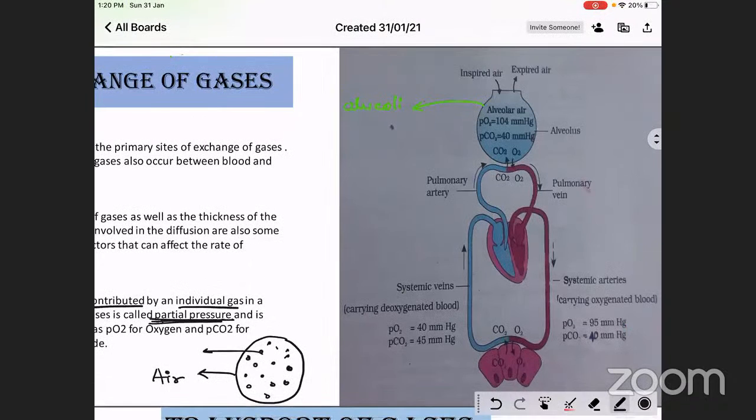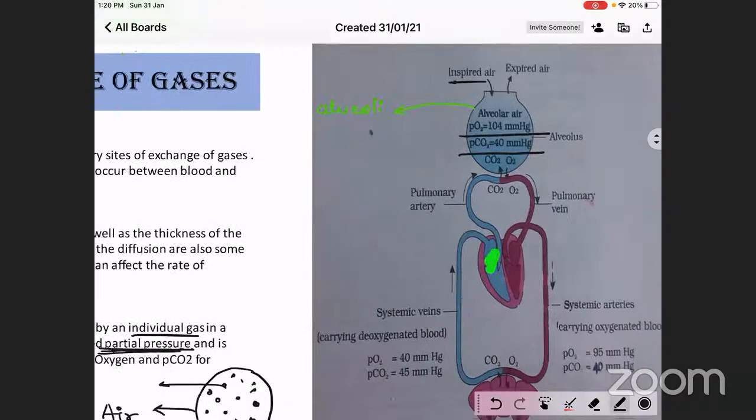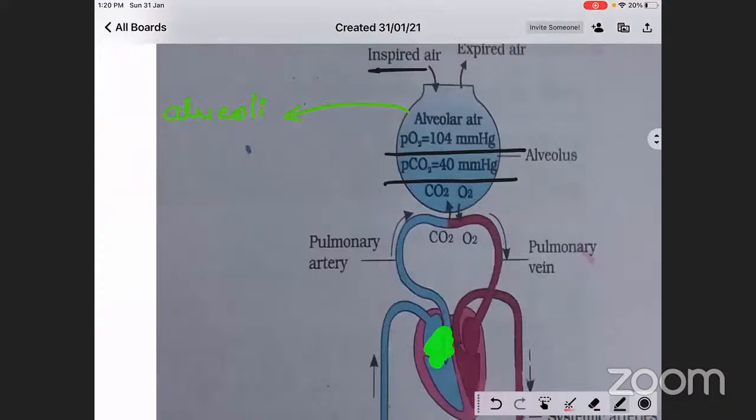So let's see what is happening here. This is the alveoli. We know that when we inspire, the air is rich in oxygen. So automatically we also know that the partial pressure of oxygen is going to be very high. If we are saying rich in oxygen, it means there is more oxygen. So the partial pressure of oxygen is around 104 mmHg. This is the unit of pressure, 104 mmHg. And as compared to that, the partial pressure of CO2 is 40 mmHg, very less as compared to oxygen.